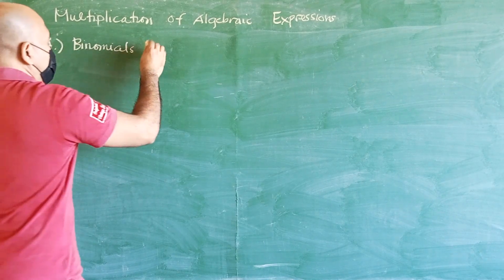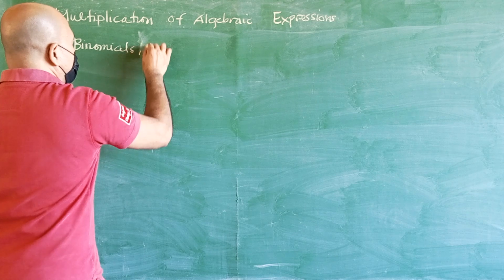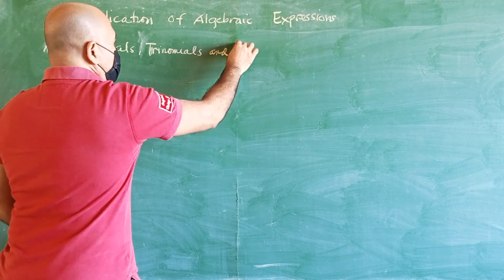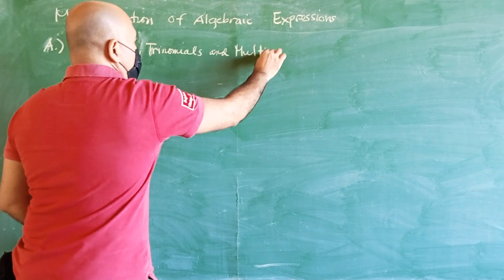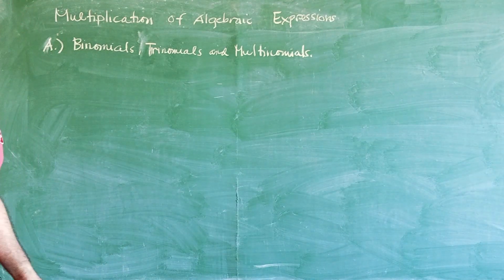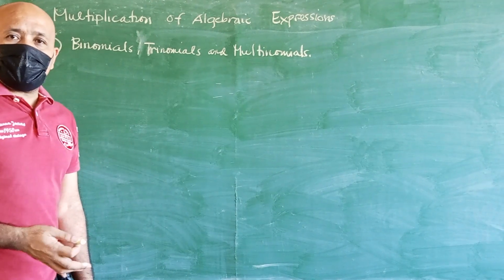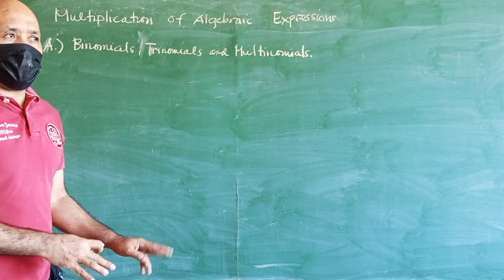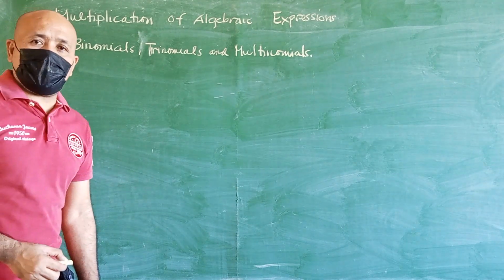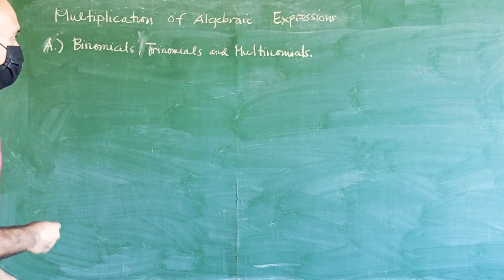binomials by binomials, the trinomials and multinomials. Okay, so this is the part where you need to apply all the processes and techniques on how we multiply the monomials, the binomials and monomials, and numbers and letters, or constants and variables, together with the idea of their exponents if variables are the same.